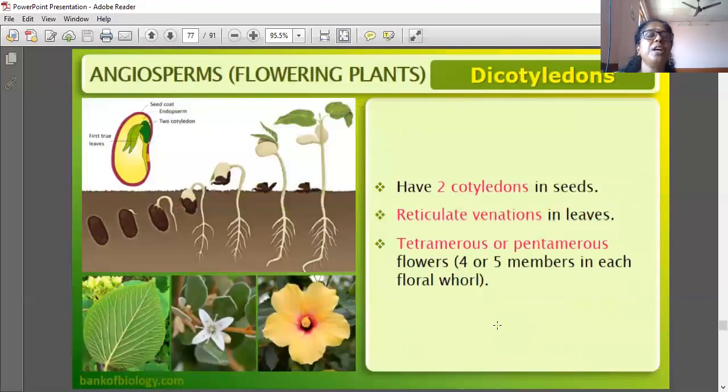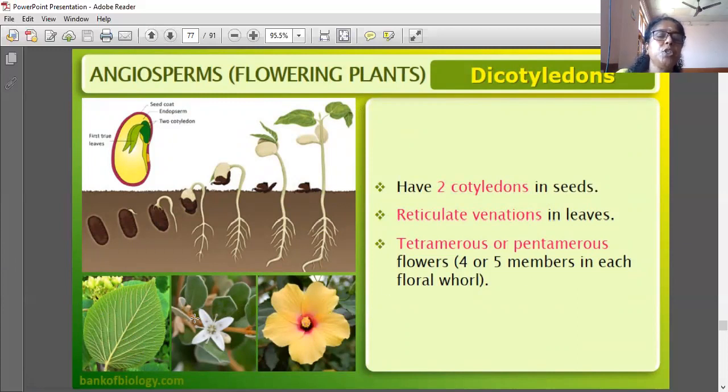Now we are going to angiosperms. Most of the plants we see around us are angiosperms, the flowering plants. Dicotyledons have two cotyledons in seeds. They have reticulate venation in leaves, this net-like venation is called reticulate venation. We will learn about it afterwards also.